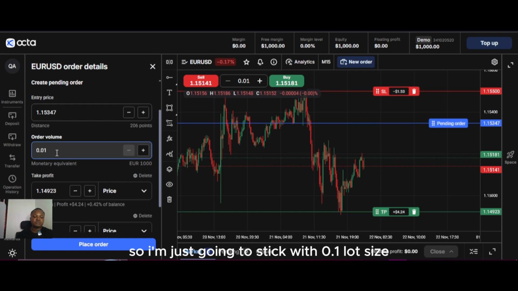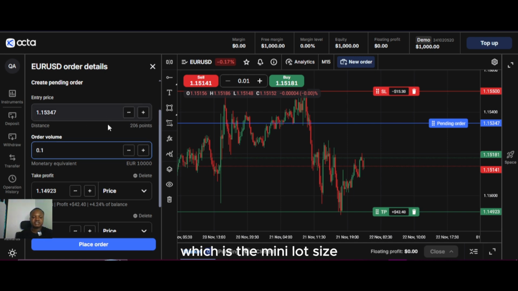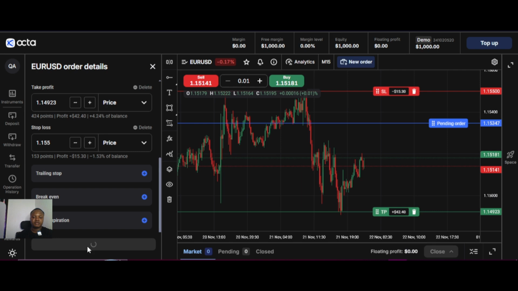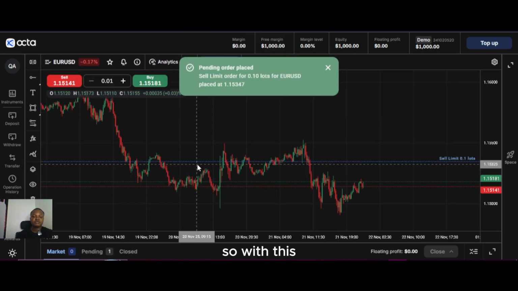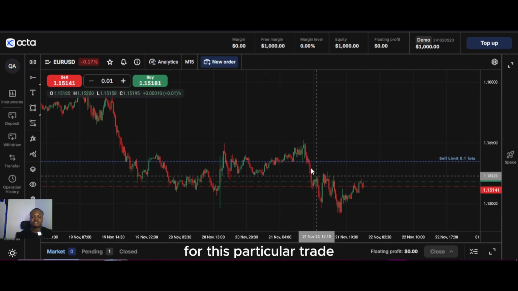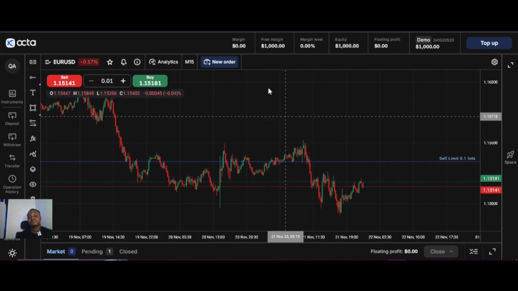So I'm just going to stick with 0.1 lot size, which is the mini lot size, which is still okay for this $1,000 account. It means I'm risking $15 to catch $42. Once you're done with this, then you just click on place order. Bam. So with this now, you've placed a sell limit of 0.1 lot size for this particular trade.